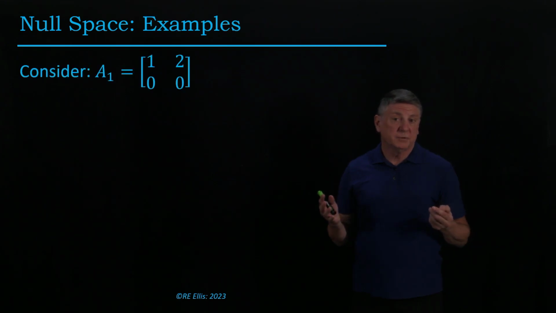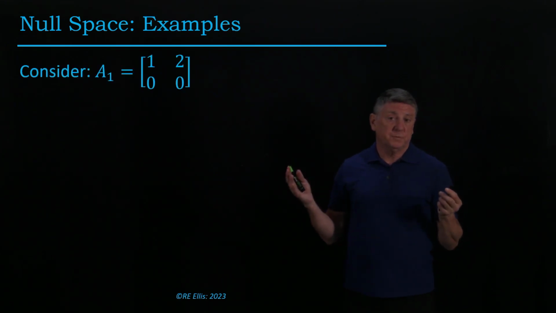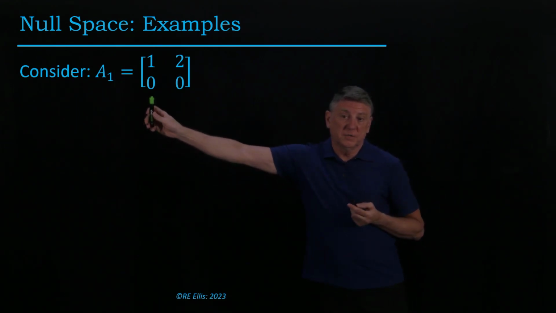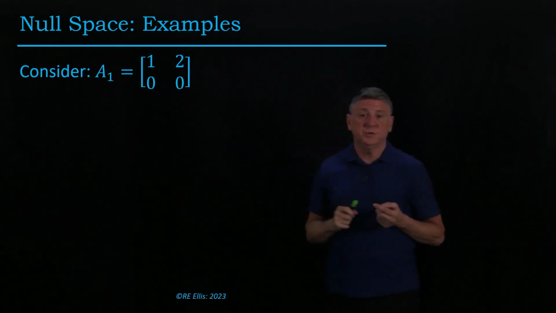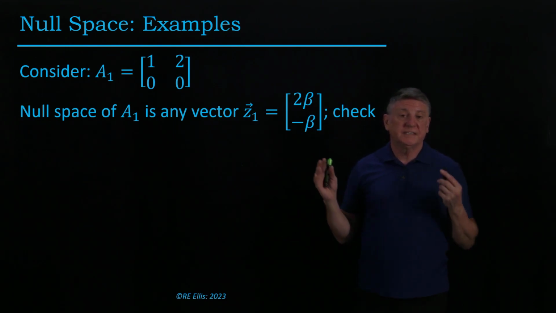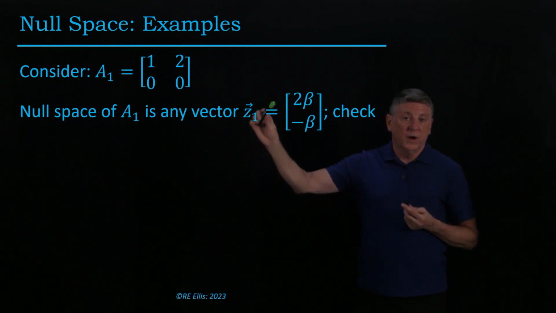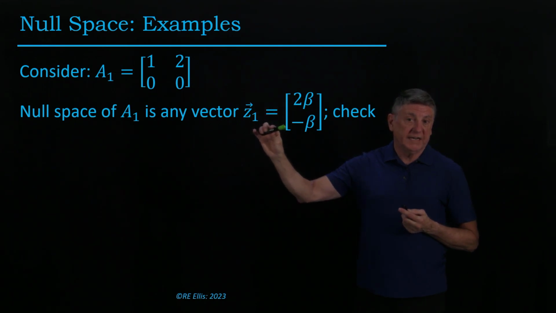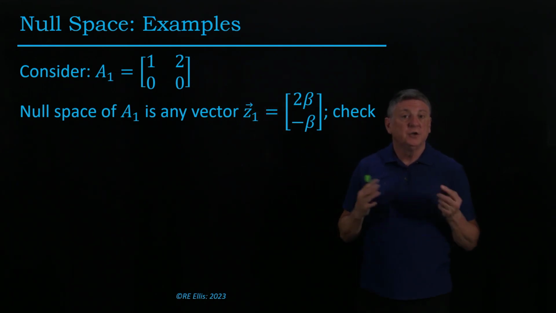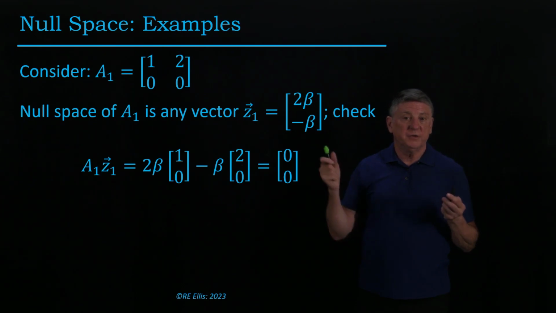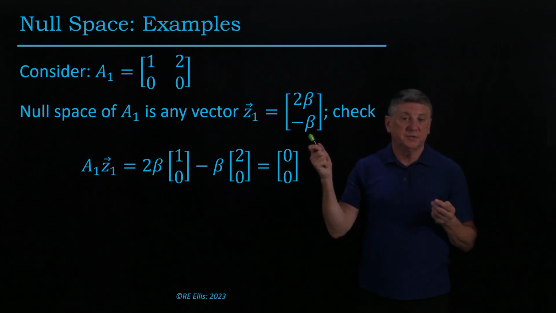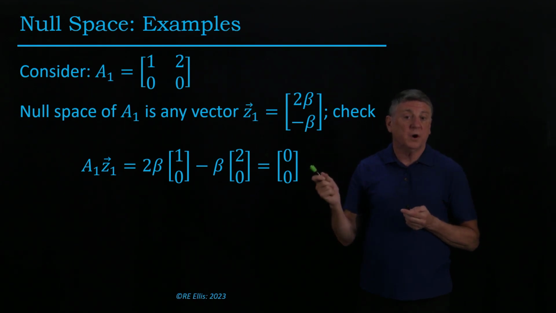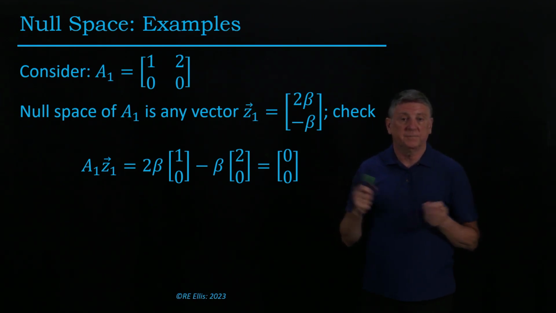So what are some examples of this? Well, let's consider a first matrix, and this is a 2 by 2 matrix. The first column is 1, 0, the second column is 2, 0. The null space of this is any vector z where it has 2 times some real number as its first entry and then the same real number negated as its second entry. You can check that if we use the entries of this vector z as weights in a linear combination of the columns of A1, what we always get is the 0 vector.